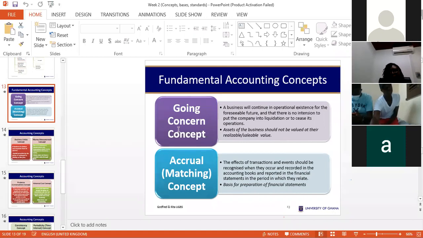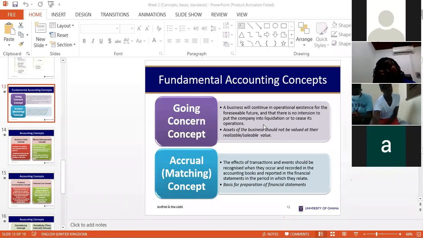Every business will continue in operations for the foreseeable future, and there is no intention to cease operation. That is just it. So now we assume this in order to value our assets. Every business entity will continue, and the owners or management normally don't have any intention to stop operations. So it will continue forever.